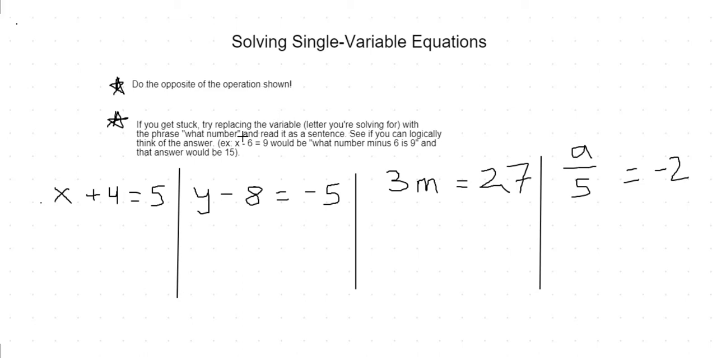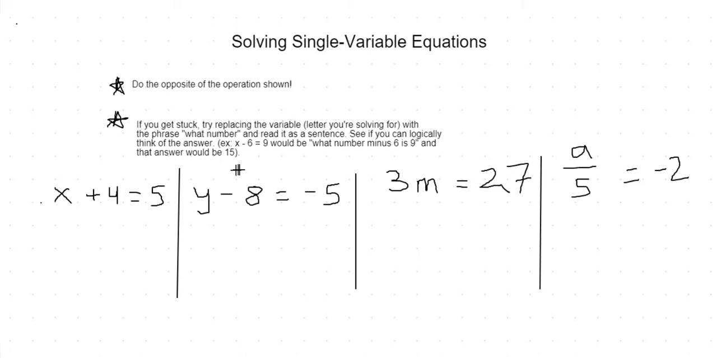So if you get stuck and you're not sure what to do and you forget that first step, think about replacing the variable that you're solving for with the phrase what number, and then read it like a sentence. So for example, if I looked at x minus 6 equals 9, I'd replace the letter x with what number, and I would say what number minus 6 is 9. And the answer for that would be 15, because 15 minus 6 is 9. So that's essentially a way of thinking when you solve equations.